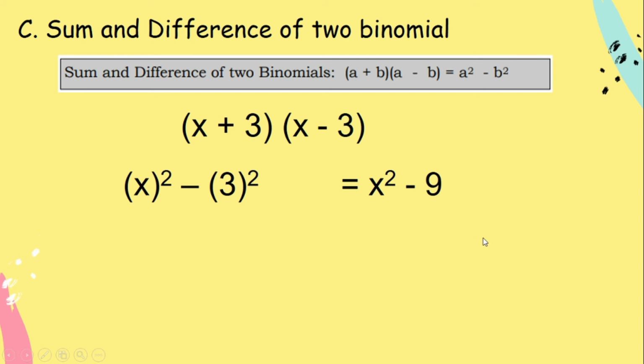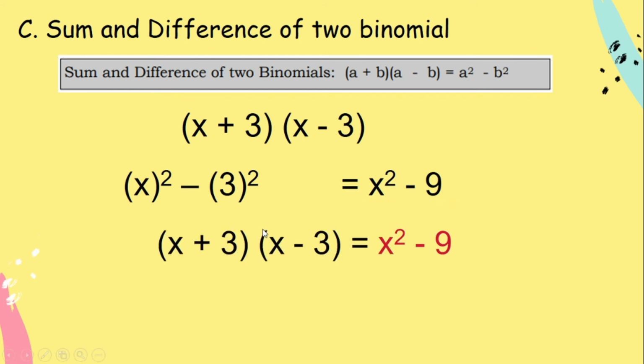Ganun lang kadali yung ating sum and difference of two binomials. Again, kapag may nakita kayo na parehong-pareho yung first term and second term, disregard yung sign, but different operation na ganun lang, plus and minus, square lang natin yung una. So, x squared, square lang din natin yung 3. 3 times 3, that's 9. Then, laging minus sign. Okay? So, we have x plus 3 times x minus 3 is equal to x squared minus 9.